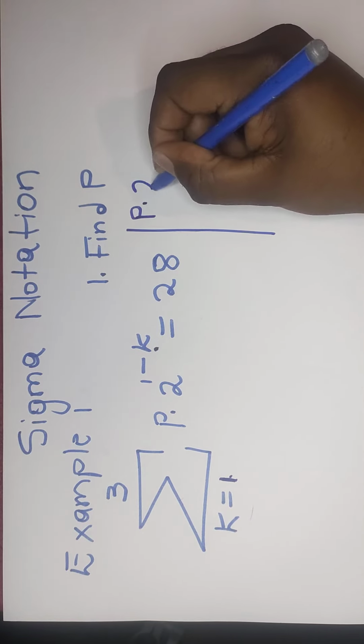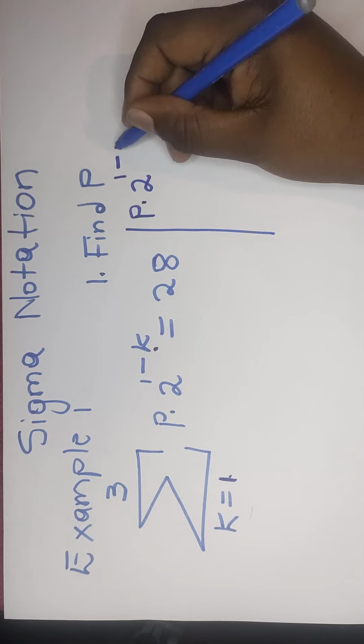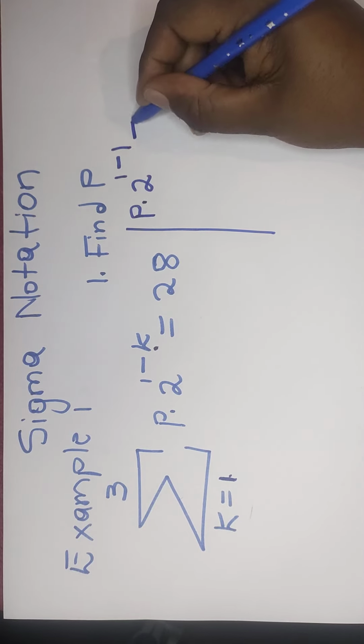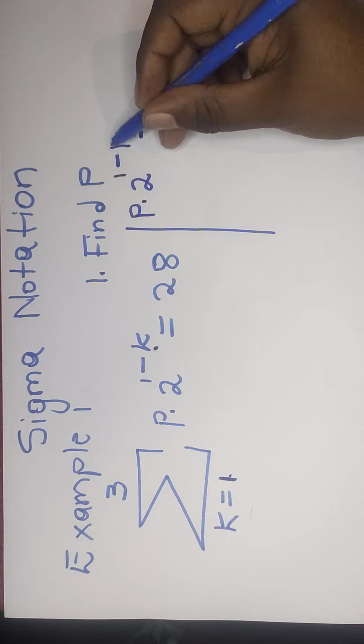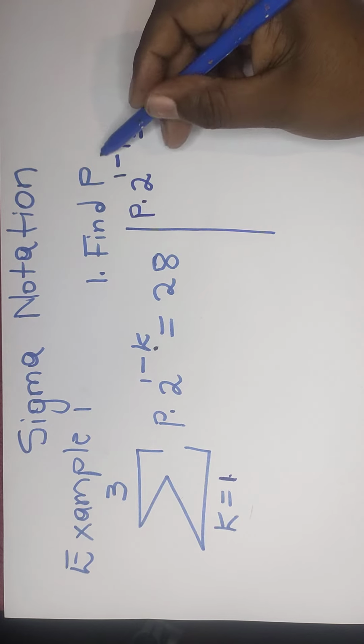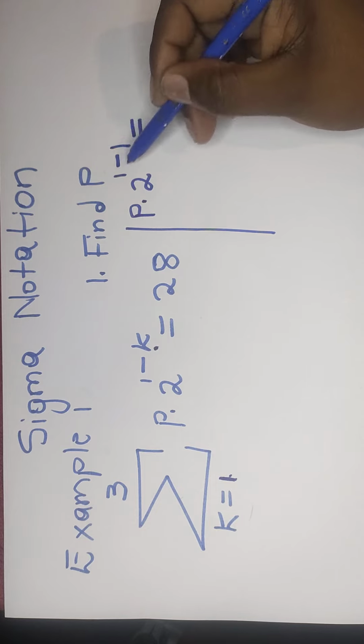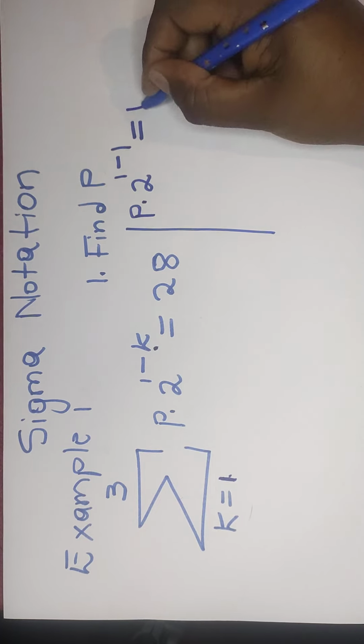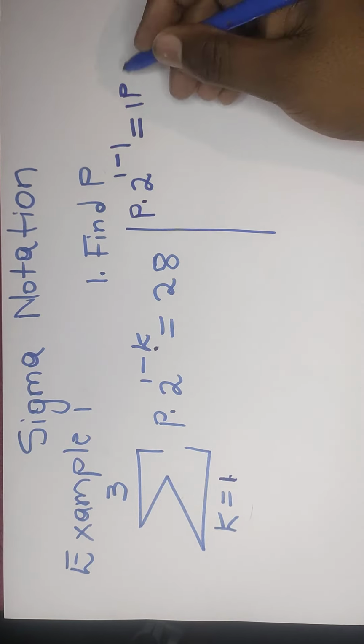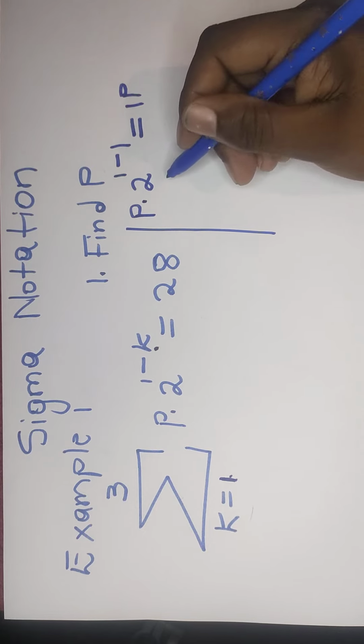p times 2 raised to 1 minus 1, because the numerator, not the exponent there, will give you 0. So any number raised to 0, the answer is 1. So we have 1p, which is the first term of the series.